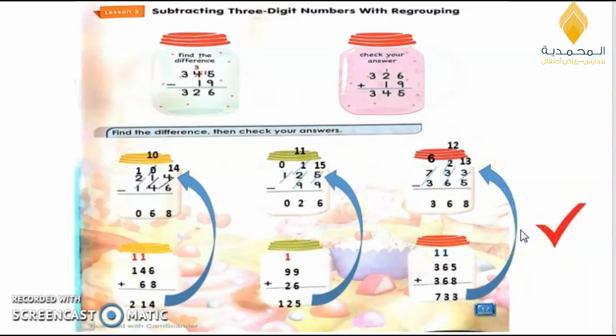Okay, the third example. Okay, can you read this, please? Good job. 733 minus 365. Okay, again, 3 minus 5, we cannot do it. We cannot take away 5 from 3. Go to the tens place and borrow 1 from the 3. It will become 2. And 3 becomes 13. 13 minus 5 is 8.